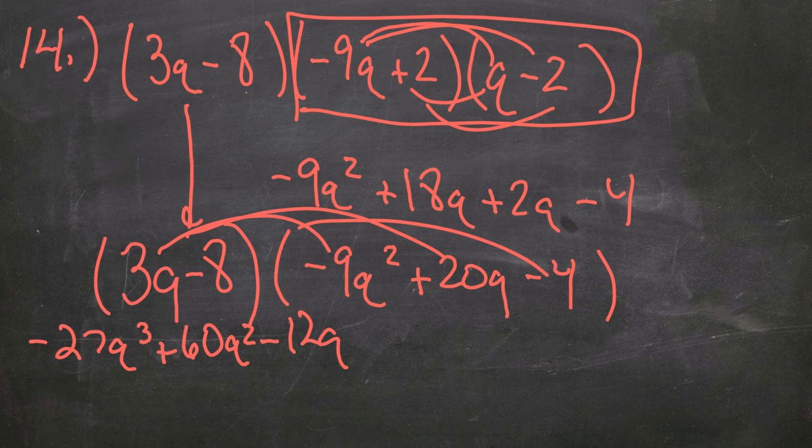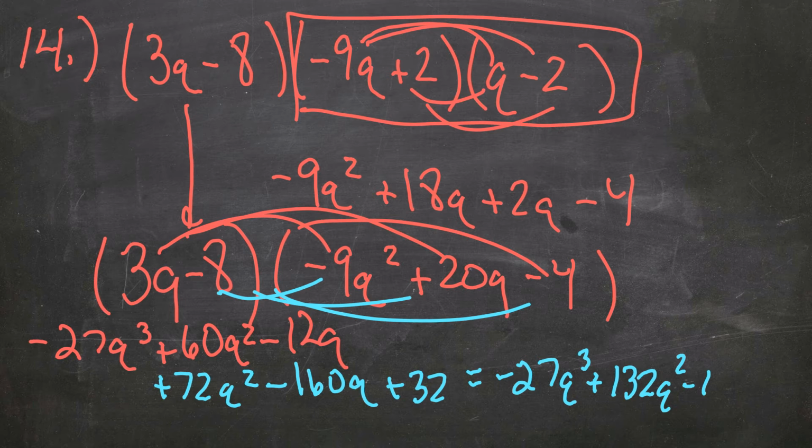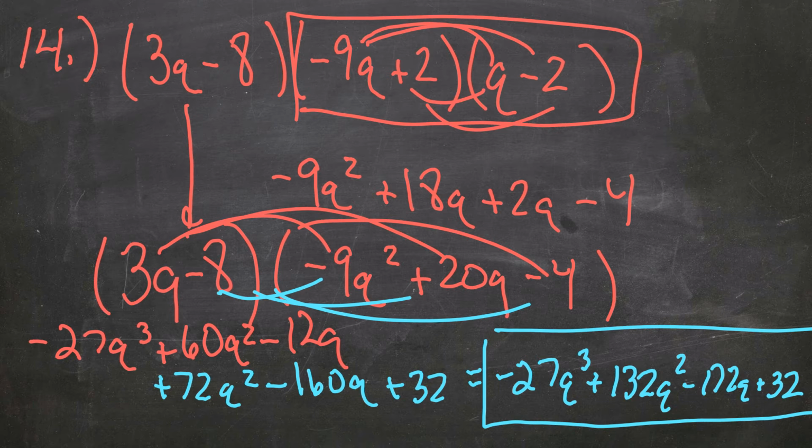Now I'm going to just take everything. Negative 8 is going to go to everything. So negative 8 times negative 9 is plus 72q squared. Negative 8 goes to 20, give me minus 160q. Negative 8 goes to negative 4, give me plus 32. Means my final answer is going to be minus 27q cubed plus 132q squared minus 172q plus 32. And that's my final answer.